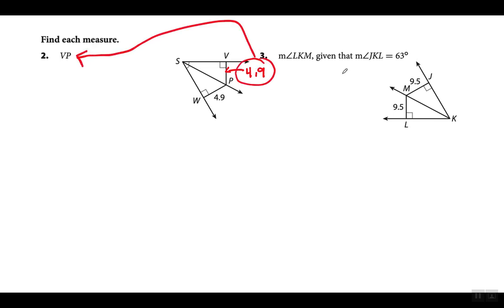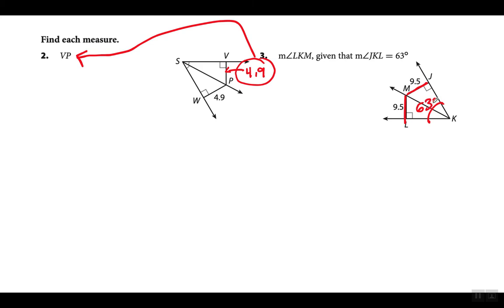All right. Look at number 3, the measure of angle LKM. That's what we got to find, given that the measure of angle JKL is 63. So the whole thing is 63 degrees. If we look here, this segment is 9.5 and this segment is 9.5. That means that this is the angle bisector.